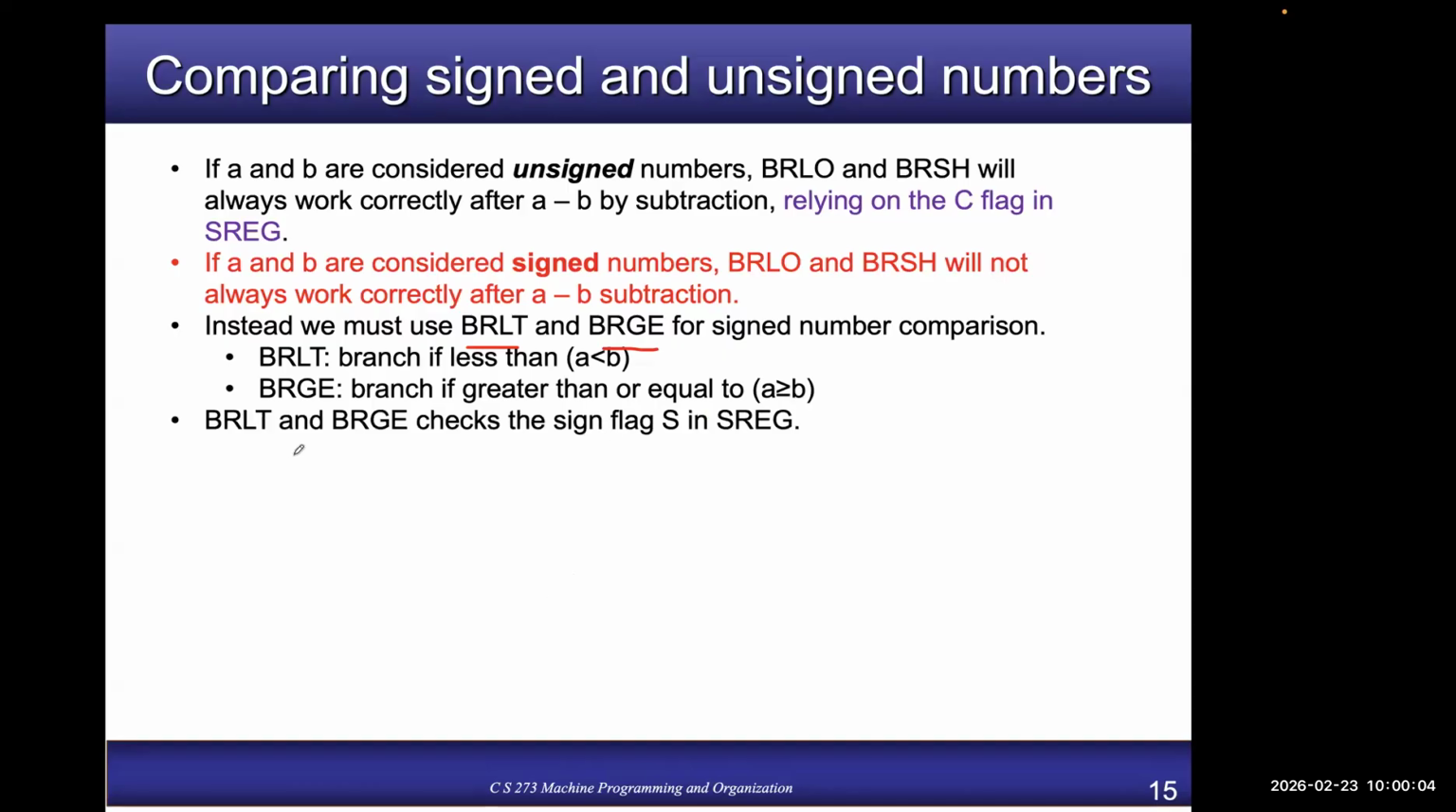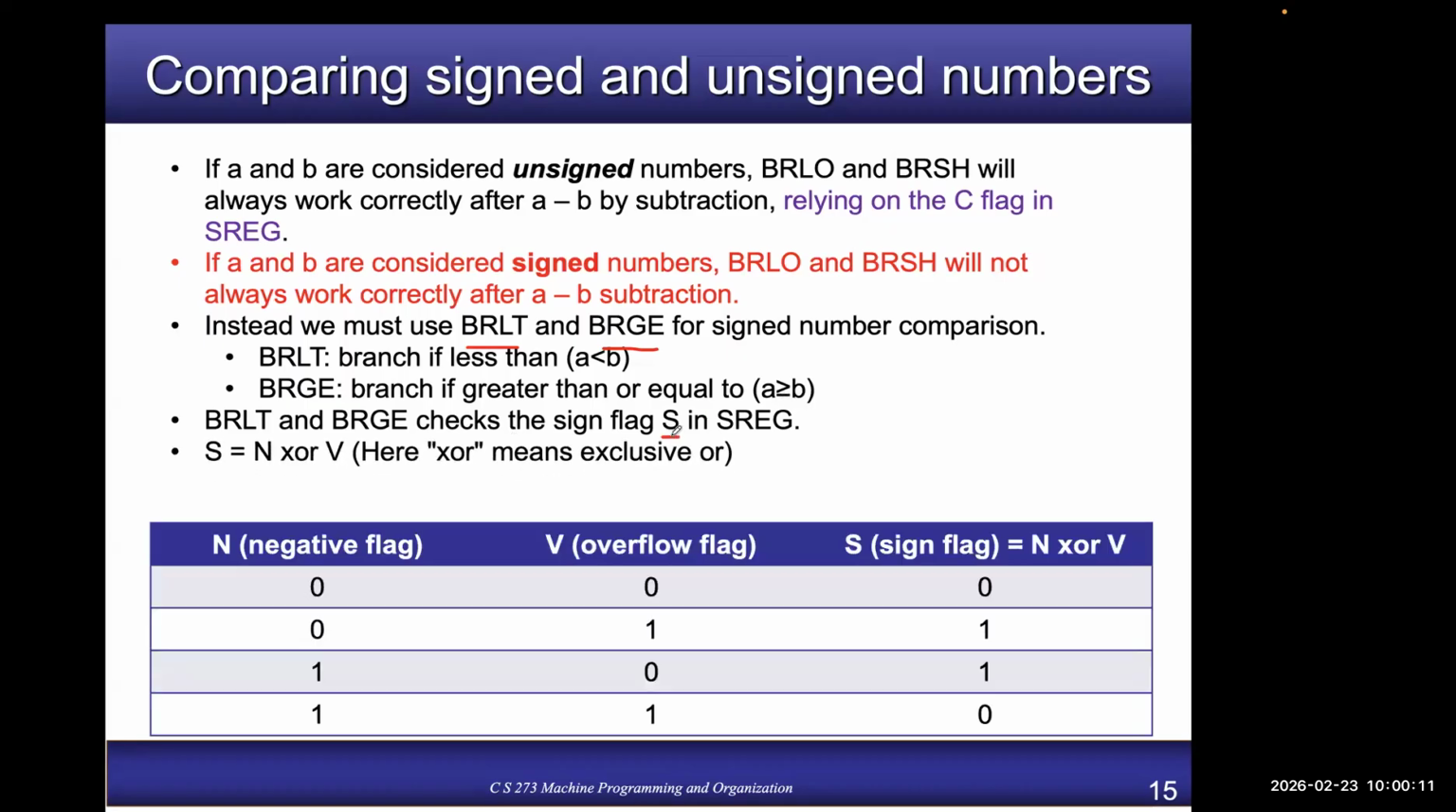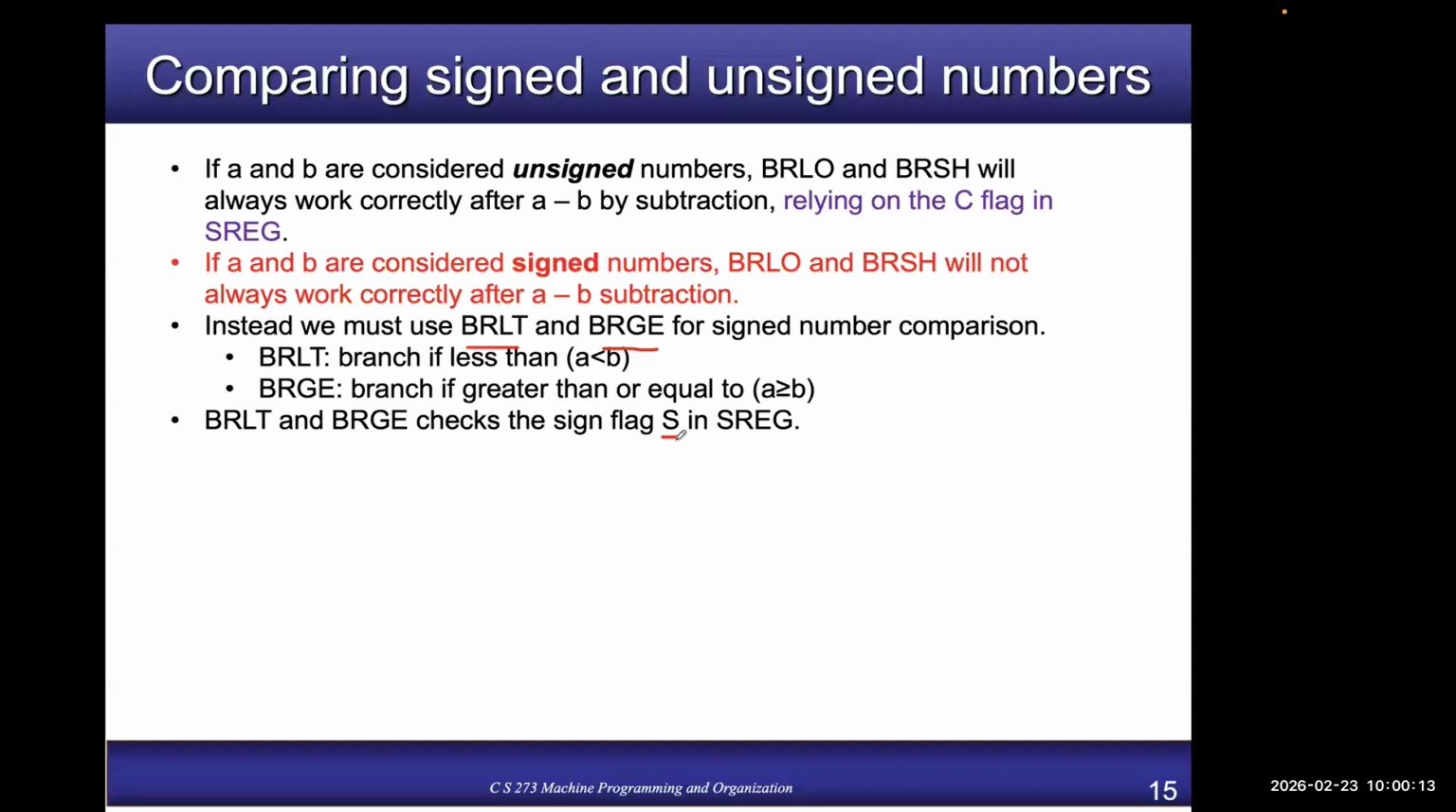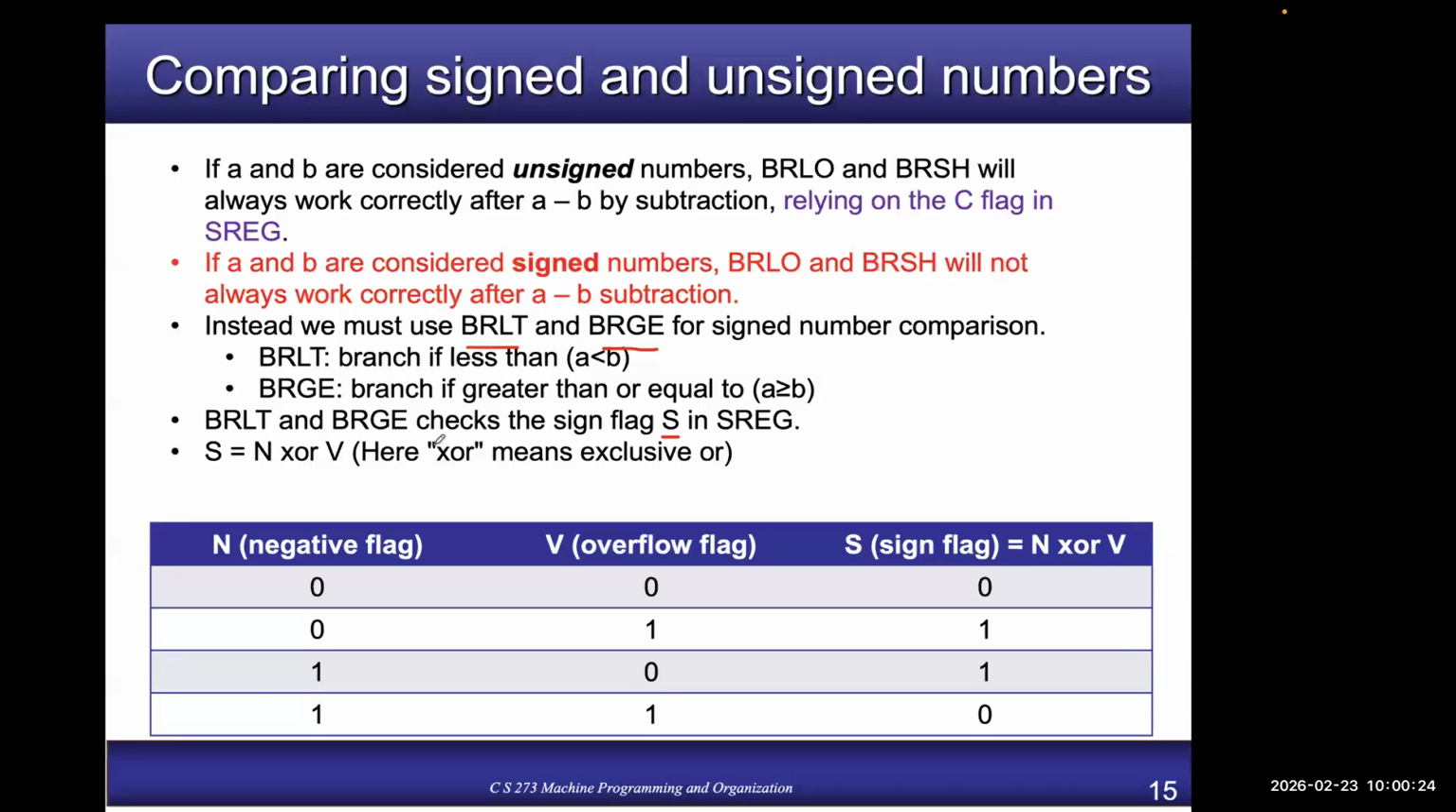And both of these instructions actually test the S flag of the status register, right? So branch if less than will take the jump if S is equal to 1, and branch if greater than or equal will jump if S is equal to 0, which means that the result is positive. A is greater than or equal to B. The result is positive. Sorry for saying number.